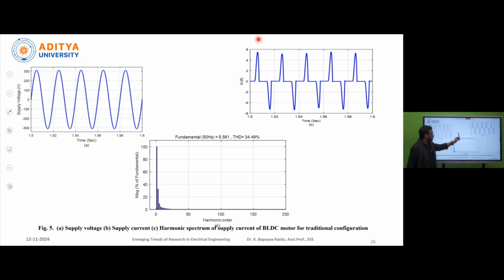Okay, but here we can say that this source current has completely deviated from the source voltage shape. That means it completely destroys its sinusoidal shape. Automatically, what happens? The THD, total harmonic distortion level, will increase, that is 34.49%.